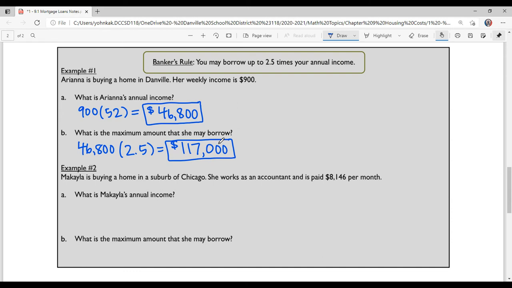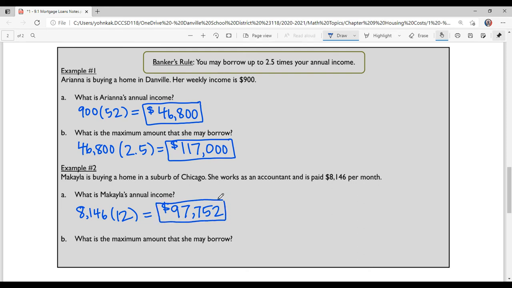Okay, number two, Michaela is buying a home in a suburb of Chicago. She works as an accountant and is paid $8,146 per month. What is Michaela's annual income? Well, we can take her monthly income, $8,146, and multiply by how many months in a year there are, which is 12. This gives us an annual income of $97,752.